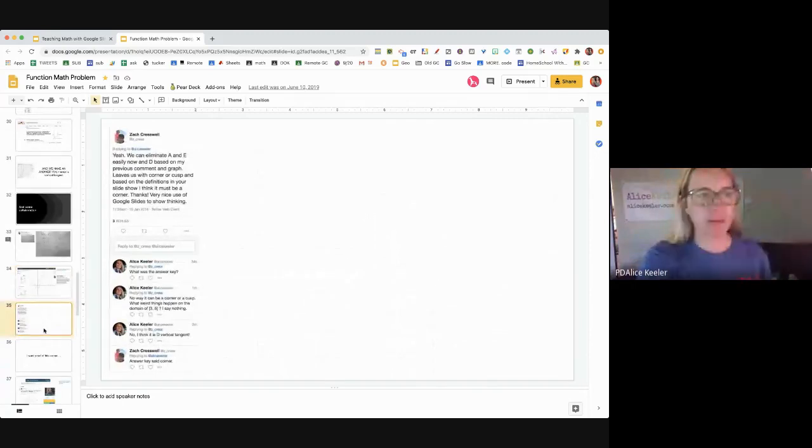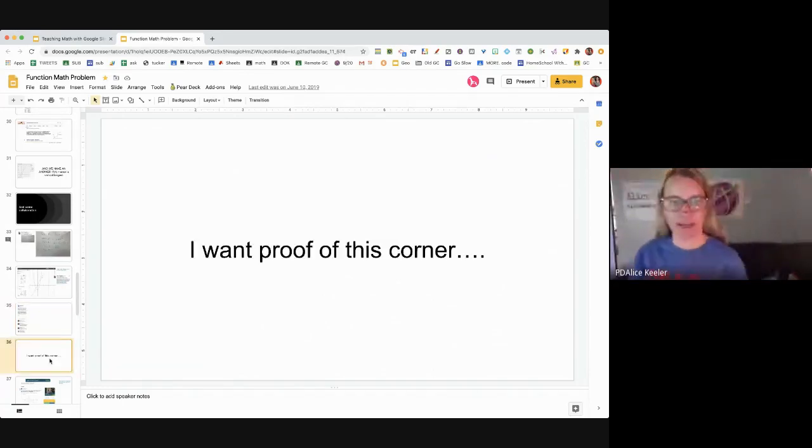And this is some screenshot of a conversation where they're saying process of elimination, so it's corner. And I'm like, I don't like this. I want to prove that it is. I don't want to process of eliminate.